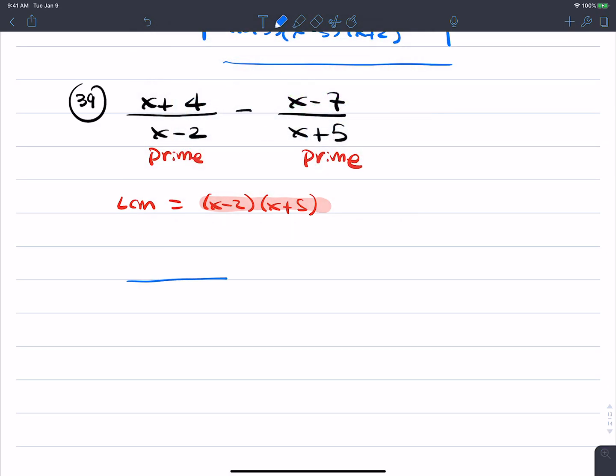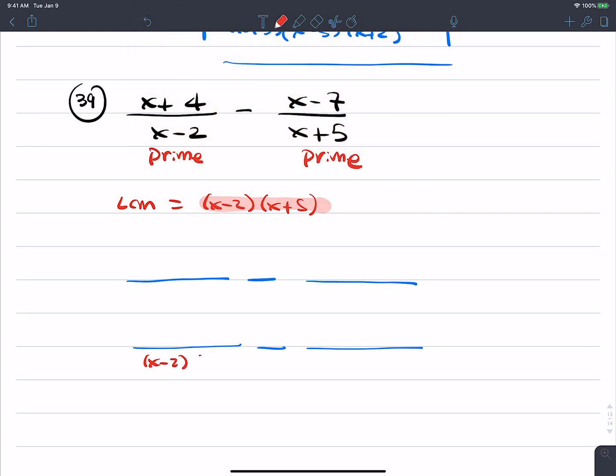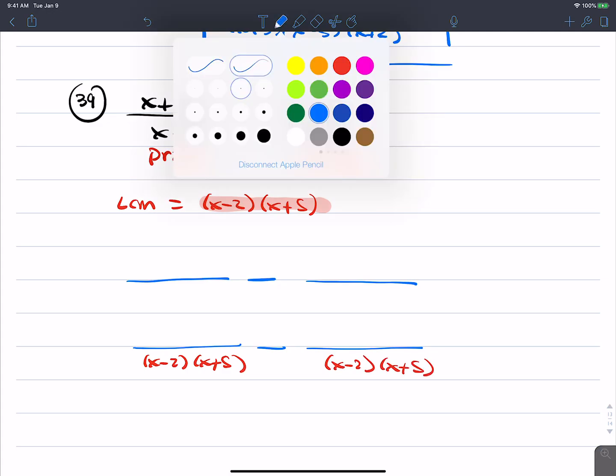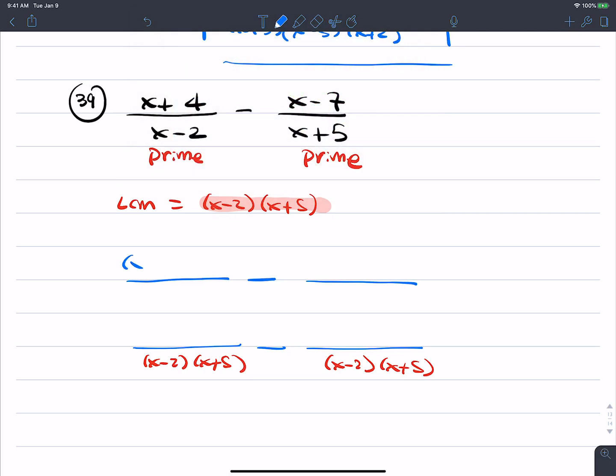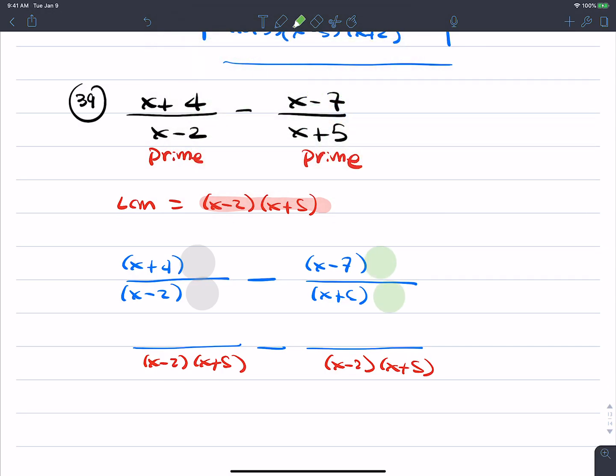So with our setup, the LCM goes on the bottom. x minus 2, x plus 5. And you just copy over your fractions. x plus 4, x minus 2, x minus 7, x plus 5. So top and bottom I need a factor. For the second fraction I need another factor.